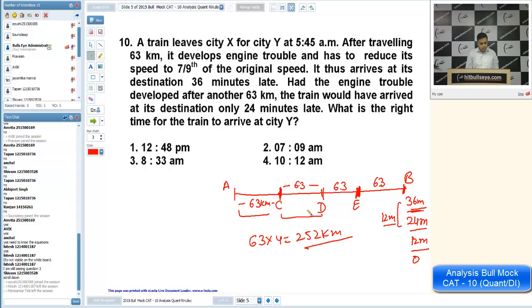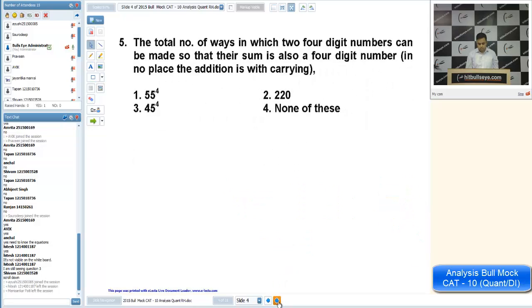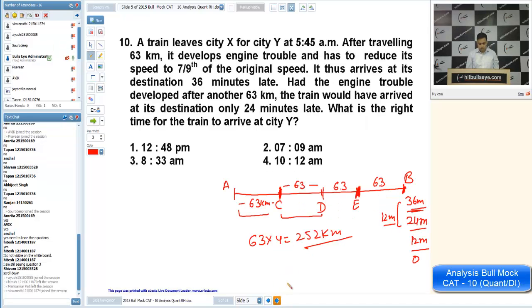Okay, Hitesh, you cannot see it. Can you people see this question or not?